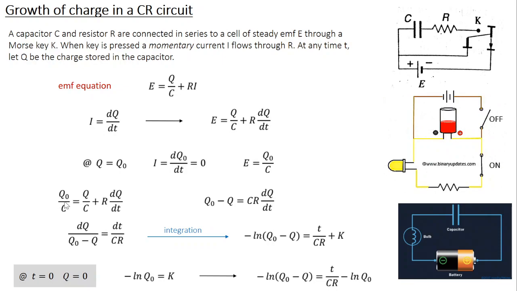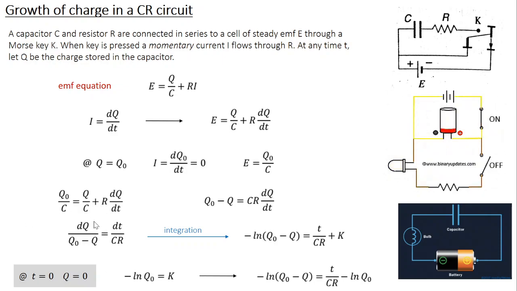Let's bring this term to the left hand side. This is (q0 − q)/c = R dq/dt, or q0 − q = CR dq/dt. Let's bring together all the q terms. So dq/(q0 − q) = dt/CR. This is a first order differential equation.